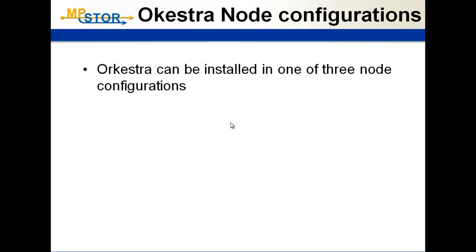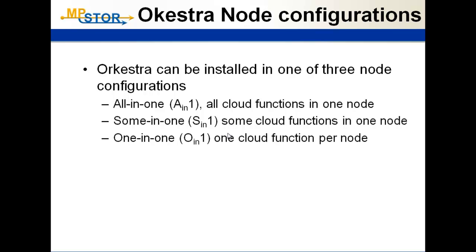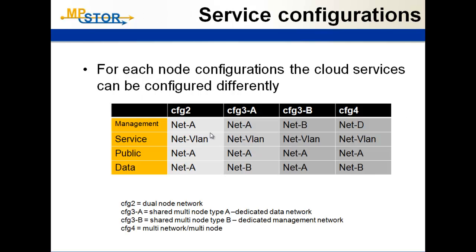image vault. Orchestra can be installed in one of three different configurations: all-in-one, some-in-one, and one-in-one, where one cloud function is run on one node. And those services required by Orchestra, such as management service, the service network, public access, and data network, can be configured to run on 2 networks, 3, or 4 networks. In this particular case, we're going to look at an installation of Orchestra in a 4 network configuration.